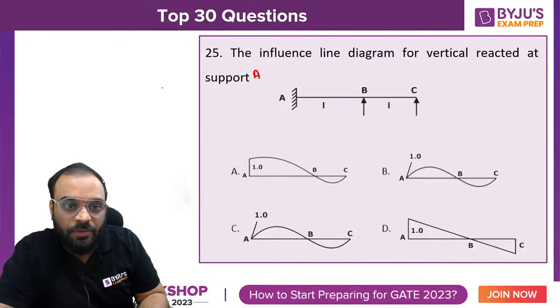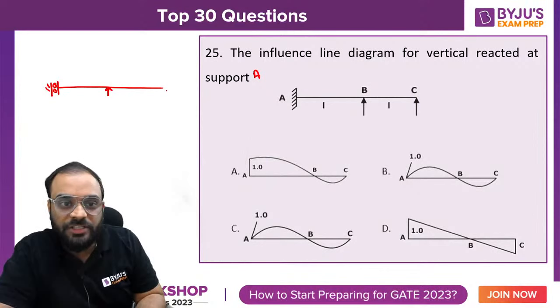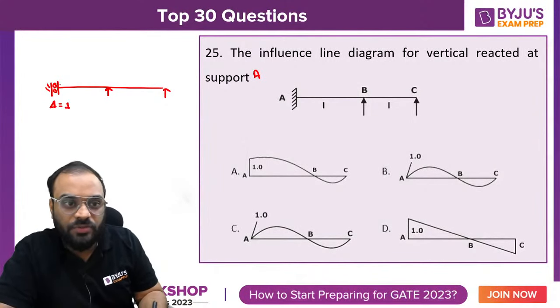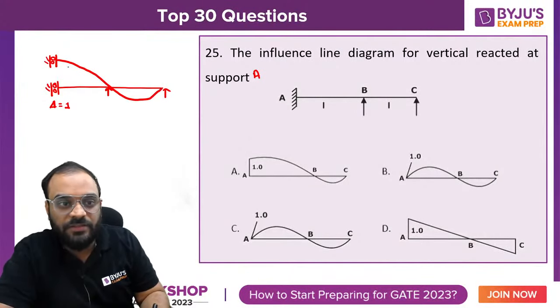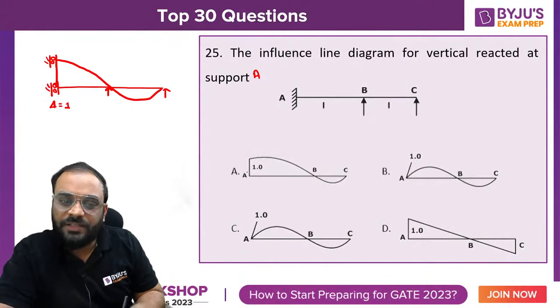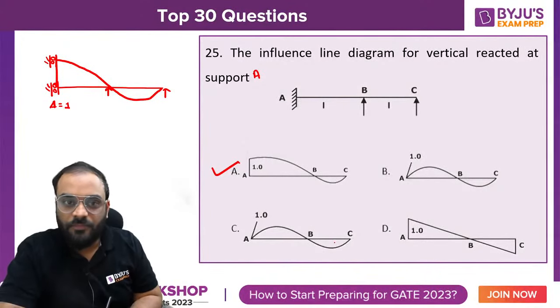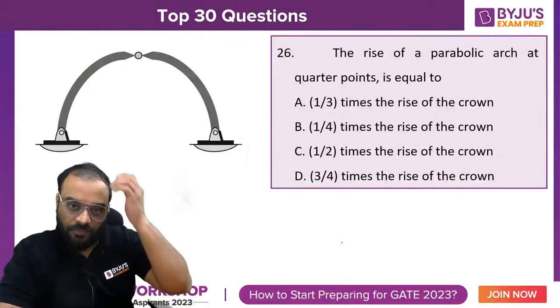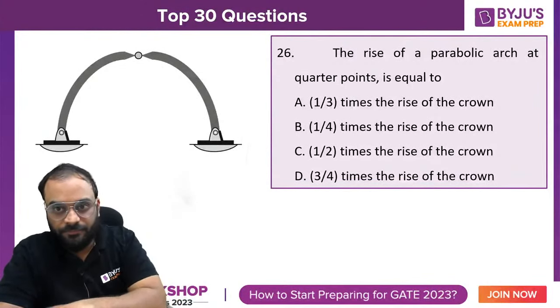Guys, in this particular problem, you can understand we need to use the Mueller-Breslau principle. Put the guided roller support and give unit displacement in the direction of vertical reaction A. So we need to give delta equal to 1. This support will try to travel in the upward direction with delta equal to 1, and the deflected shape of the beam is to be like this. That's it. A is the correct answer. Next question.